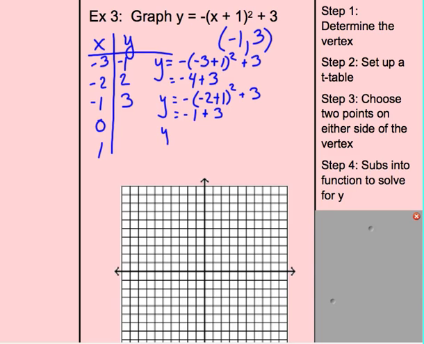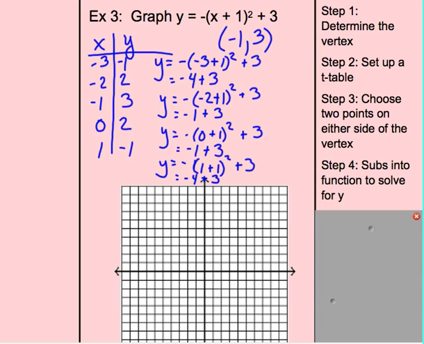Substituting 0 in. 1 squared is 1, but that negative on the outside makes it a -1, plus 3 is 2. And finally, substituting in 1. 1 plus 1 is 2. Squared is 4, but we've got that negative on the outside again. And -4 plus 3 is -1.